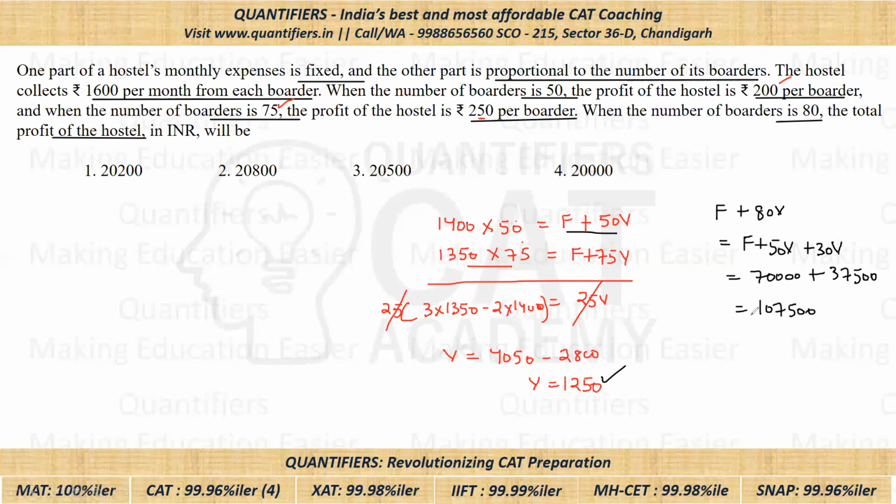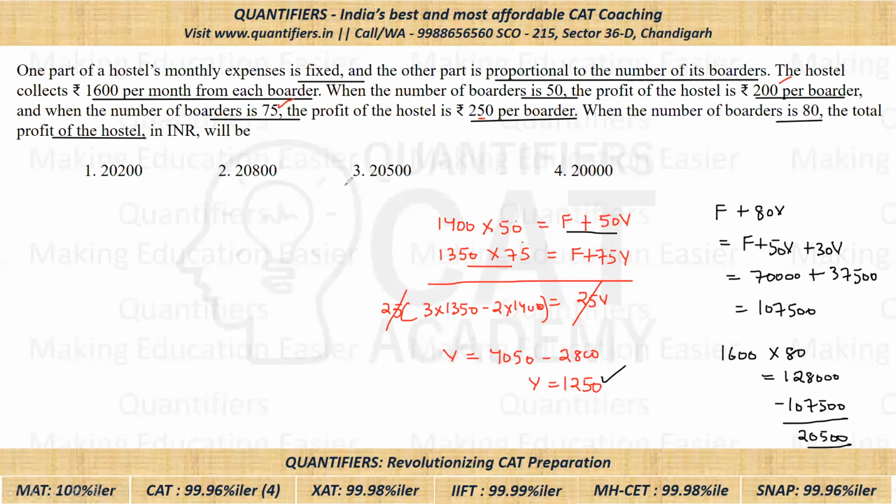Now, how much are they collecting from 80 boarders? They are collecting 1600 from each of them. So 1600 into 80 is 1,28,000. So this is what they are collecting from the boarders, and their cost is 1,07,500. If we subtract the cost, we'll get the profit, which comes out to be 20,500.